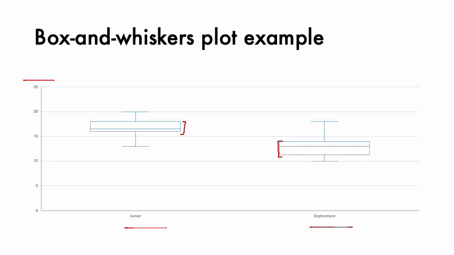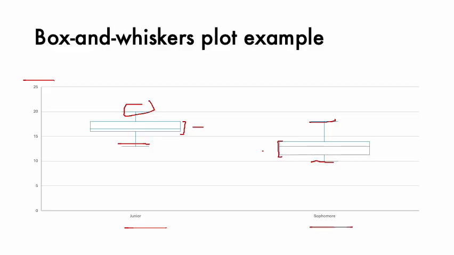So we can see the difference in spread, right? These data are more spread out than these data. We can see where the maximum number is. The max score is a 20. The minimum score down here for our juniors is around a 13. Meanwhile, the minimum score for our sophomores is a 10, and the maximum score is around an 18. So you can see that pretty easily.